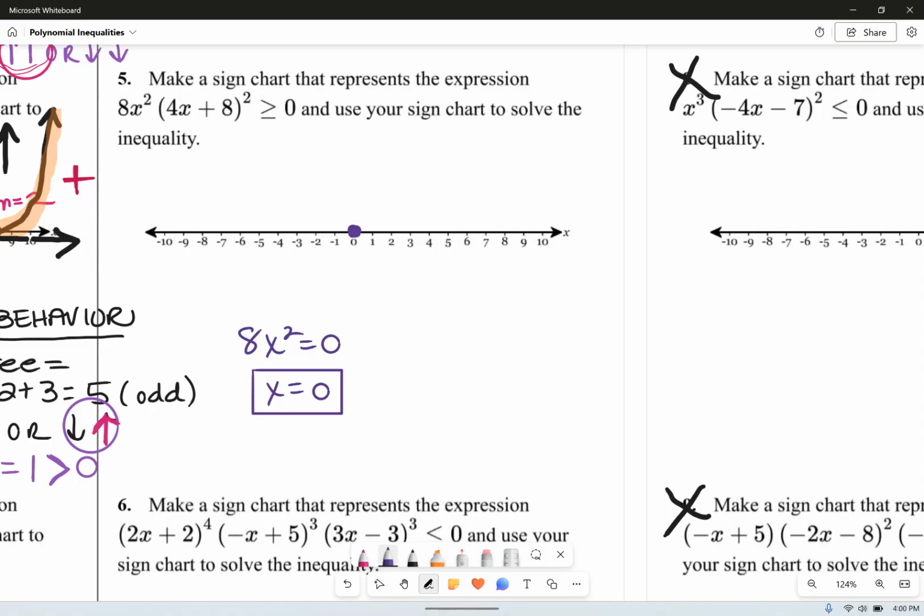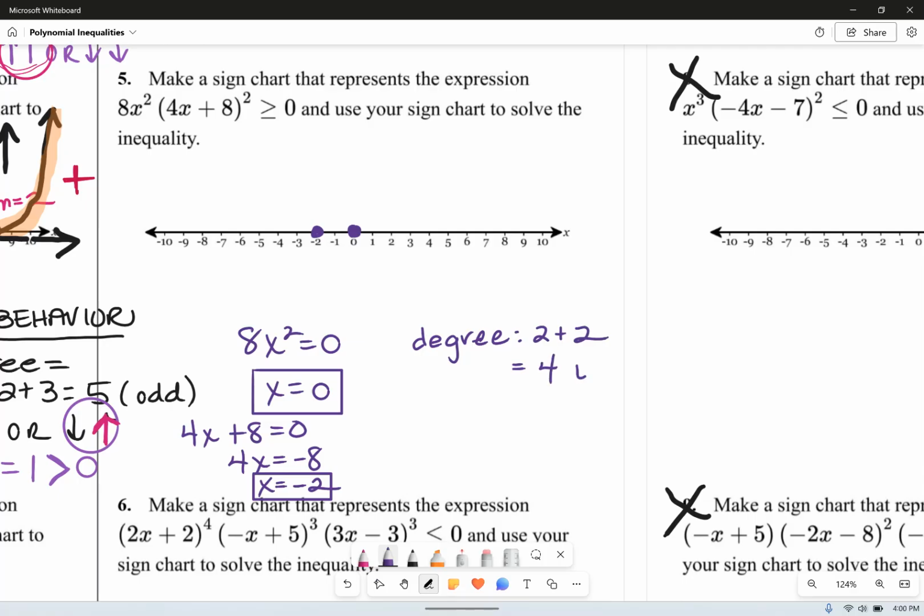And then let's do 4x plus 8, and set it equal to 0. We're going to subtract 8 and divide by 4, sorry. So here's my next x, and I'm going to put a dot at -2. Do you notice how these are just pretty straightforward? I hope so. So degrees, add the multiplicities, and you get a 4.